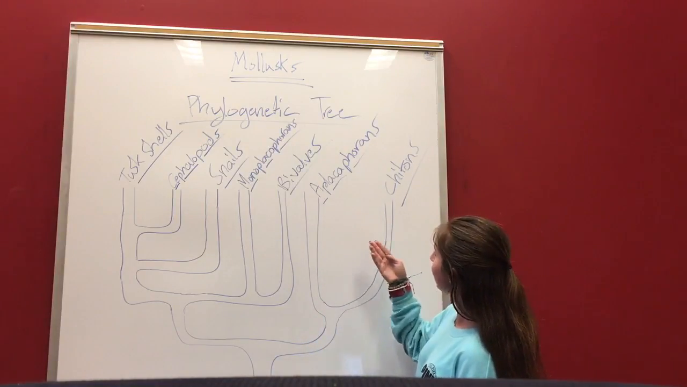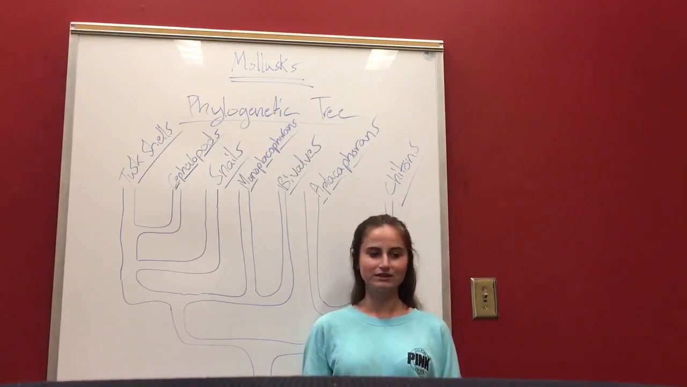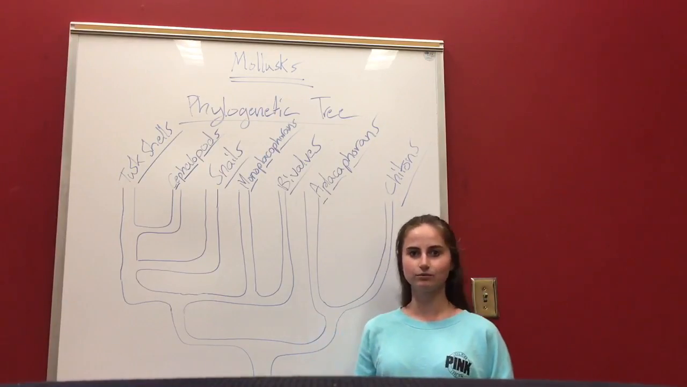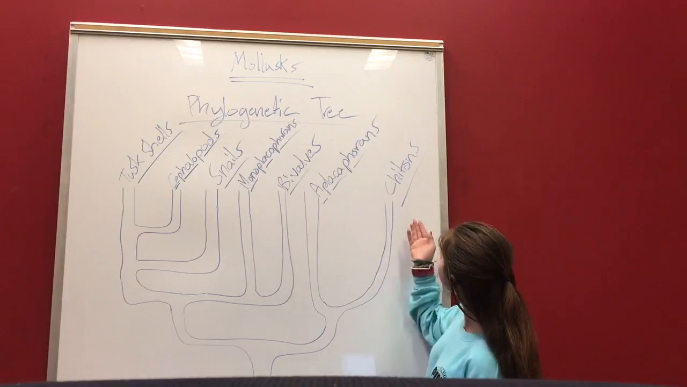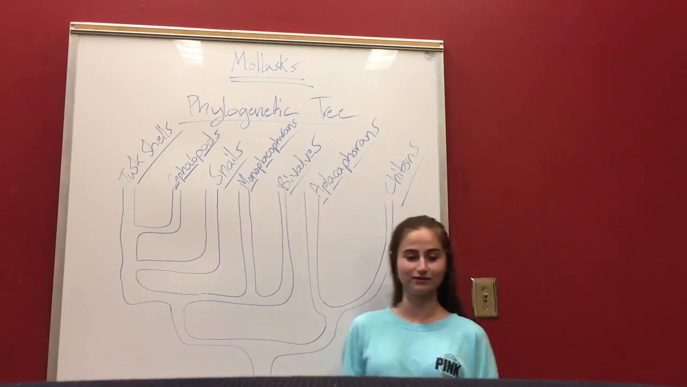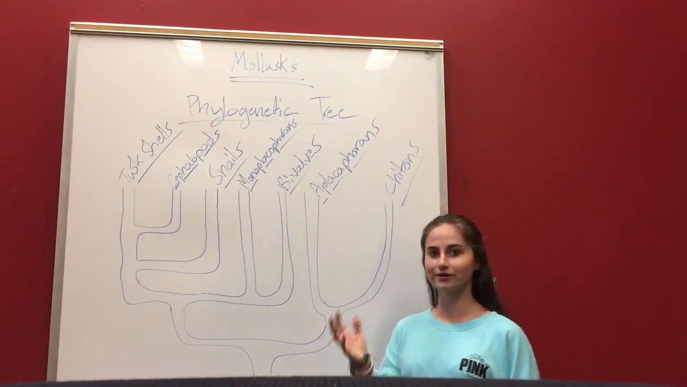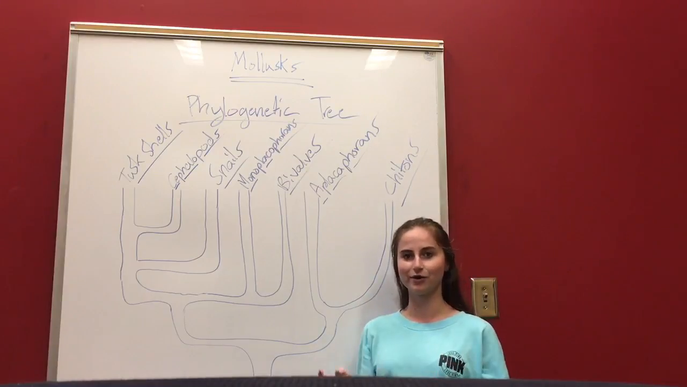Sixth, we have the aplacophorans. Those are the worm-like animals. And then we have the chitons. Those are kind of a shell on top of a rock that eat other rocks.